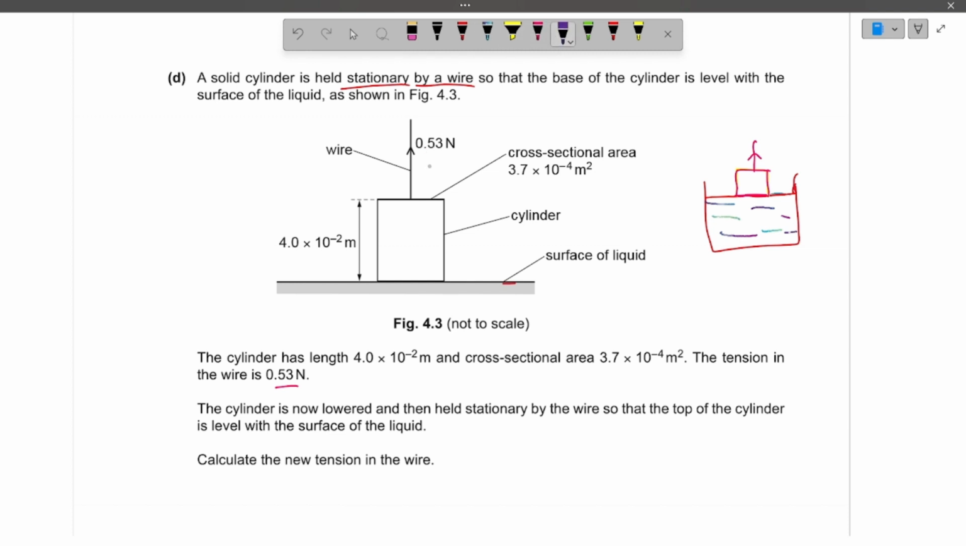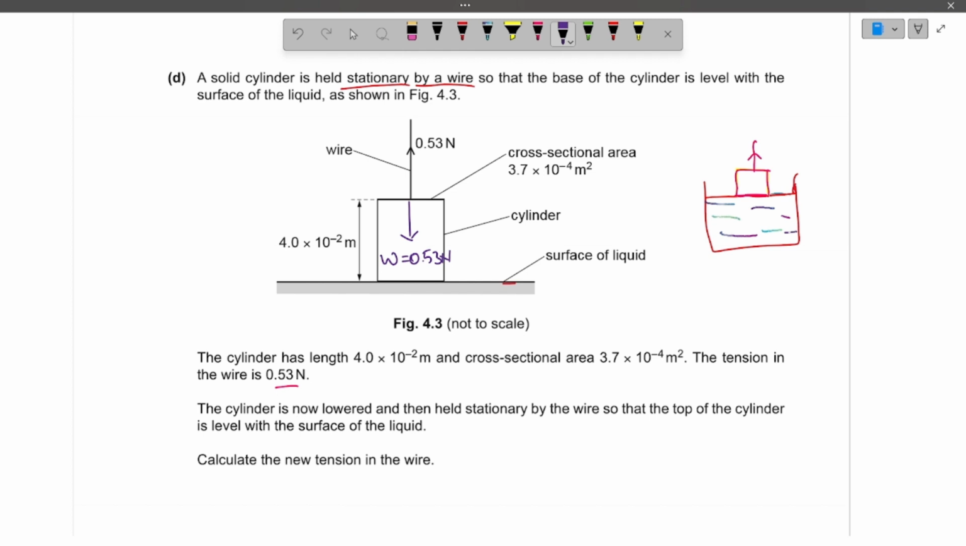So which force is balancing this force? Of course, the weight of the cylinder, right? So the weight of the cylinder is given as 0.53 newton. It's hidden here, the weight of the cylinder. So that's how it is balanced or stationary at this position.